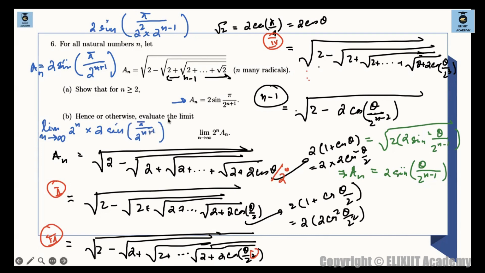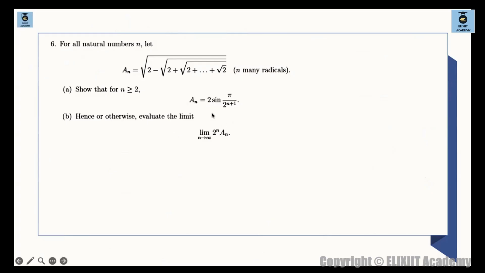The second part of the question is simply asking you to calculate this limit. Not that difficult. We are getting this is 2 to the power of n plus 1. So we can simplify this thing. This is 2 raised to the power of n plus 1. So we have proved an. So next is to just figure out this limit.